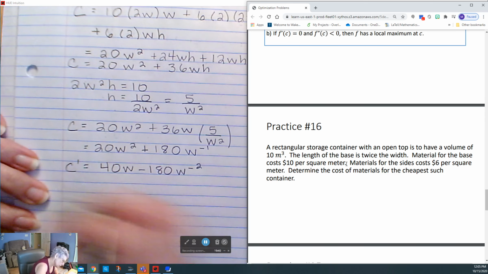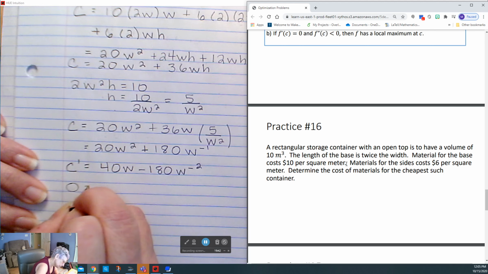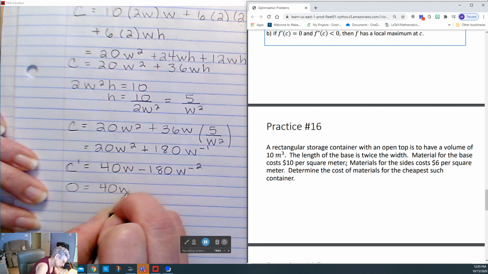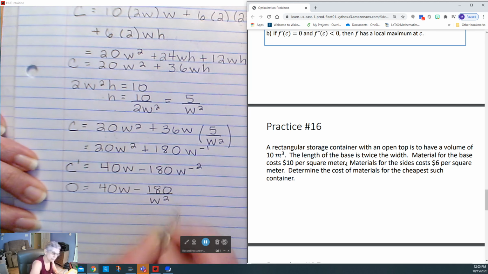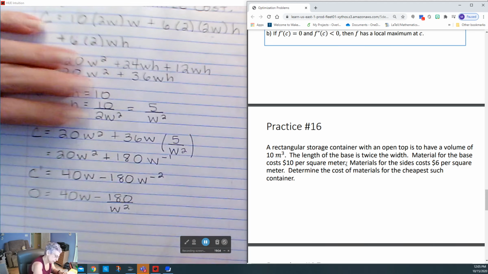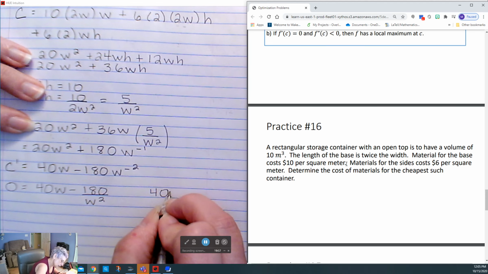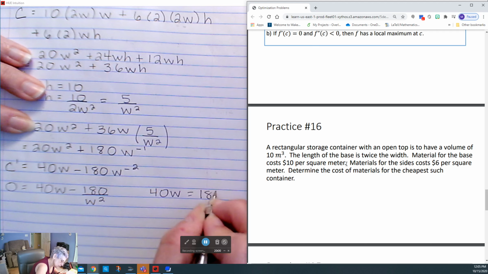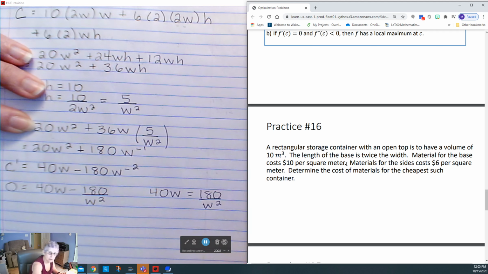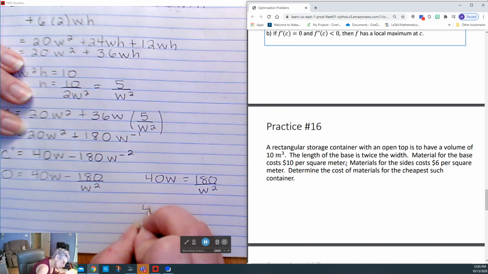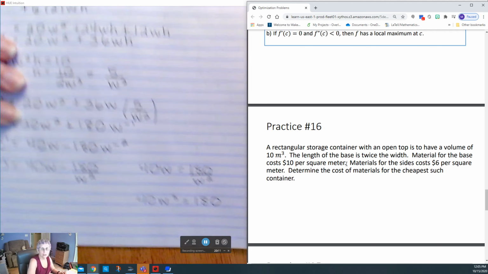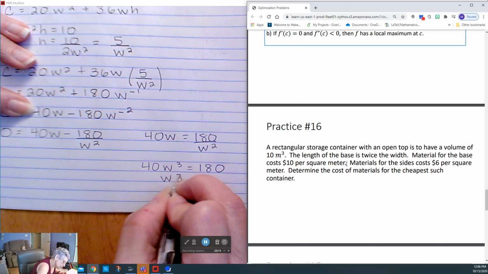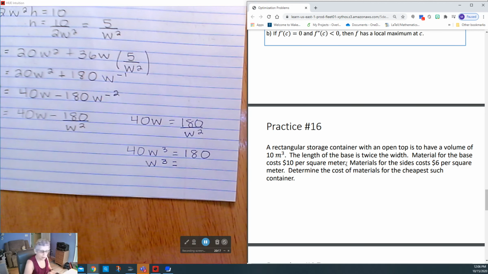I'm ready to set it equal to 0. And at that point, I go ahead and rewrite it as 180 over W squared. When I set that equal to 0, I have 40W equals 180 over W squared. So 40W cubed is equal to 180. W cubed equals 180 over 40. 18 over 4 is 9 halves.